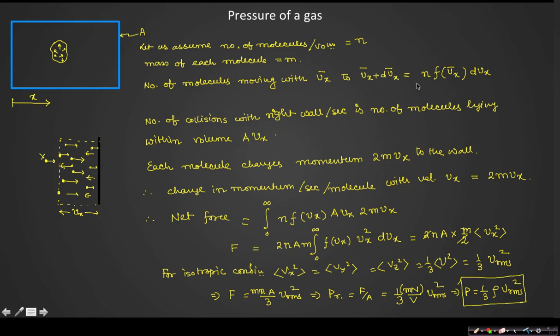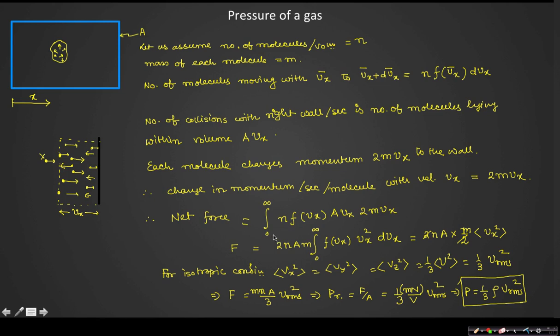Okay, so what I have done here is that if I multiply this volume with this number, then I will get the total number of molecules that are moving with a velocity range of Vx to Vx plus dVx, and inside this volume those are going to hit this particular wall in 1 second. And we all know that in every collision the change in momentum of one molecule is 2mVx. So the total change in momentum is 2mVx multiplied by this number, right? And that is the force, because change in momentum per second is the force, and the average force on the molecules is the same as the average force on the wall.